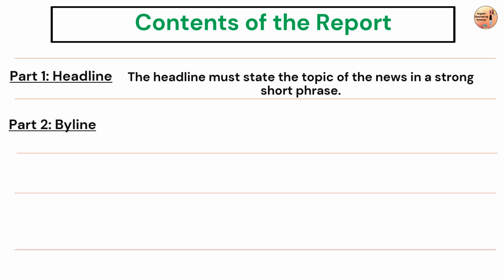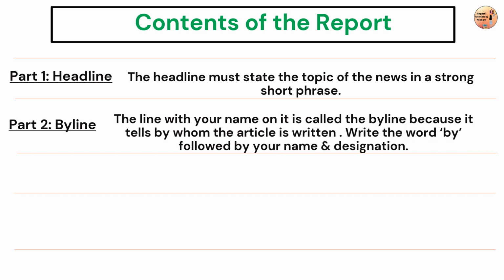Next, we have the byline. Since this is your news article, you need to let the reader know who wrote it. The line with your name on it is called the byline, as it tells by whom the article is written. Write the word 'by' followed by your name and your designation. After the heading and byline are done, you will leave one line and you will start your report from the left-hand side.